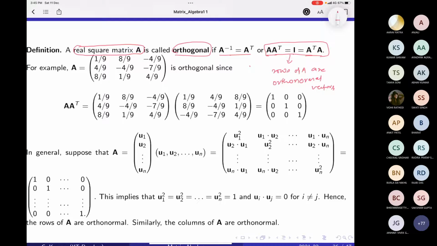That means if you multiply the first row by the first row, you get 1. If you multiply the first row by the second row, you get 0. Okay. So from here, from the definition itself, we can say that the rows of A are orthonormal vectors.